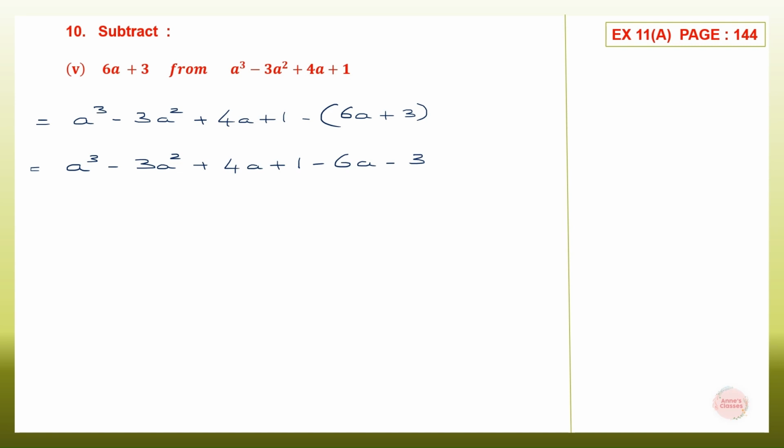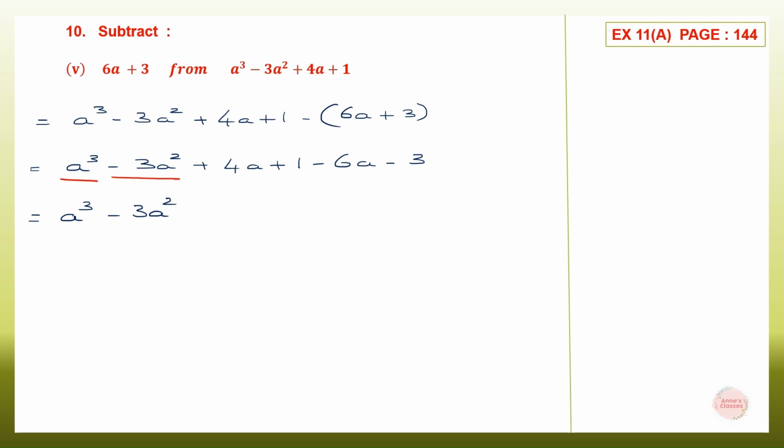Now let's get all the like terms together. So here we have only a cube by itself. So we write that a cube. So this is over. Now here we have minus 3a square. We don't have another a square. So that also we'll write it as it is. A square. Then we have the a's.